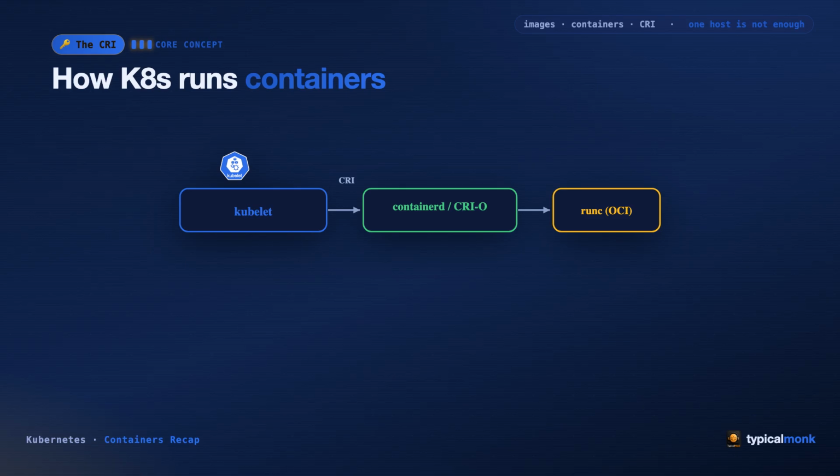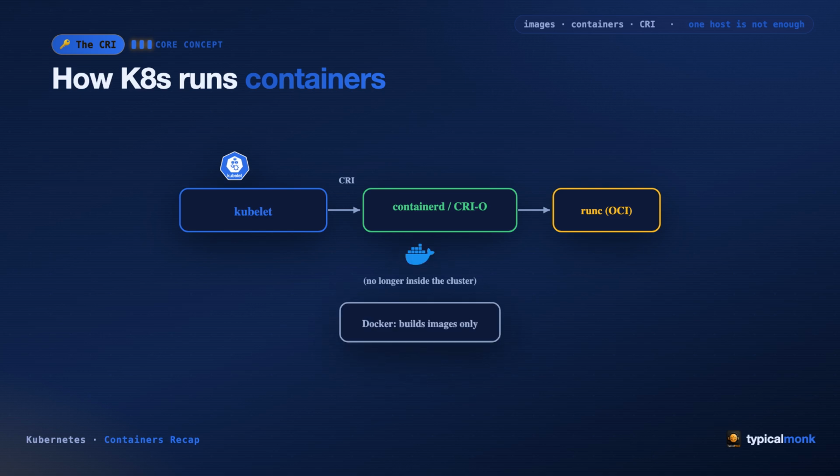This layering is not bureaucracy. It is what lets Kubernetes stay independent of any one vendor. Because it only speaks the standard CRI, you can swap the runtime underneath without the cluster ever noticing. A clean chain of responsibility, each layer doing one job. And here is the surprise: Docker Engine itself is no longer in that chain inside a cluster. Since Kubernetes version 1.24, the old bridge to it, called Dockershim, was removed. Docker is still a wonderful tool. You still use it to build images, but it is no longer what runs them inside Kubernetes.